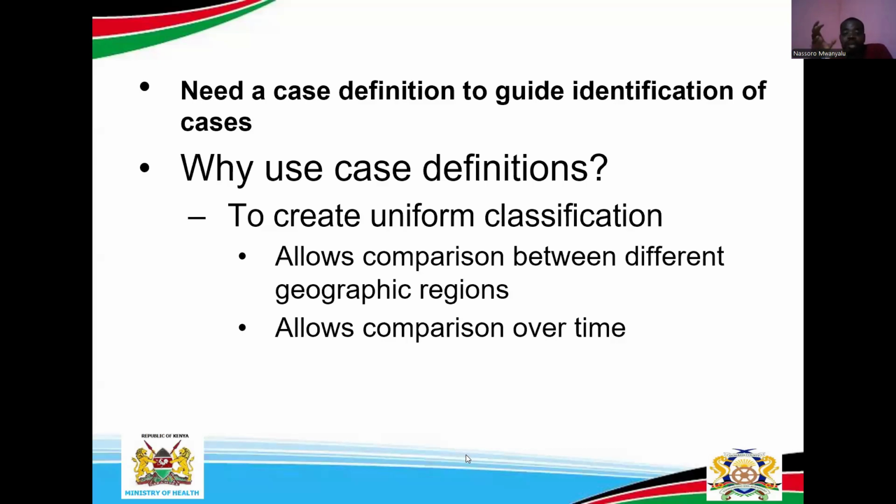Also, it allows comparison between different geographical regions. For those who are interested in epidata, when you go to the WHO website, you can see that it talks about Africa reporting suspected cases versus Europe. So why are we able to compare that? It's because we have case definitions.